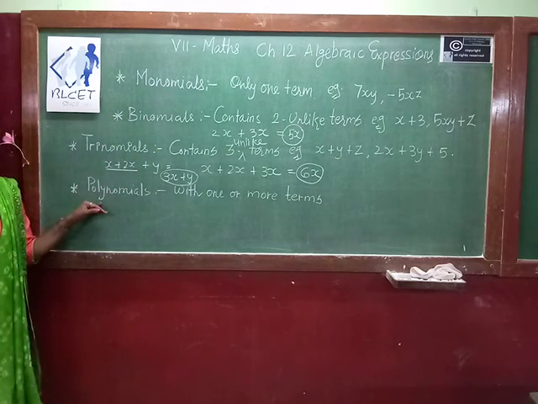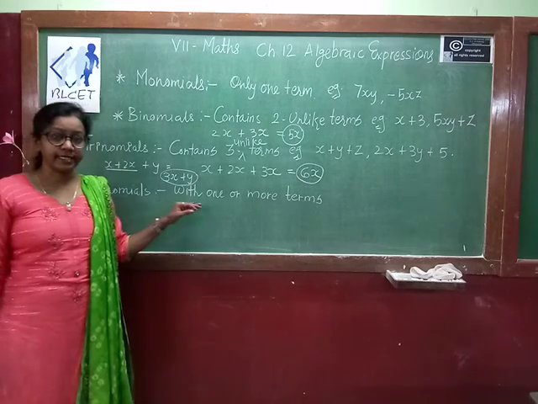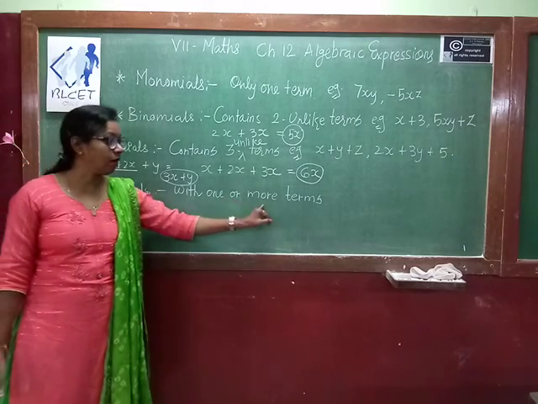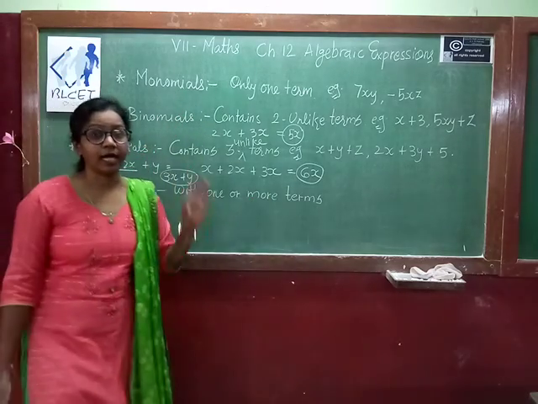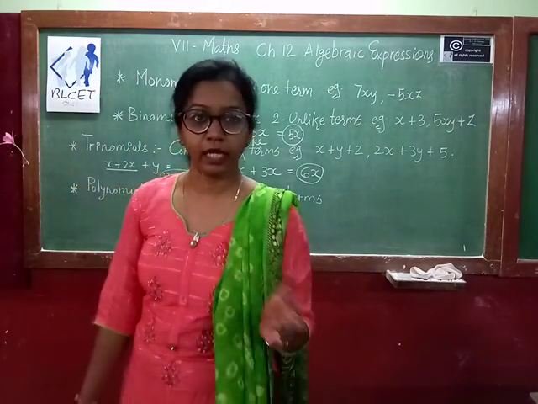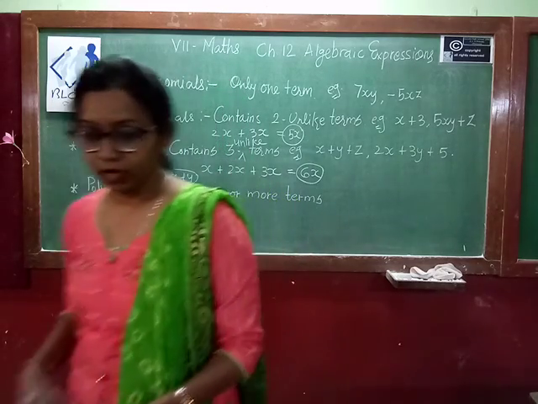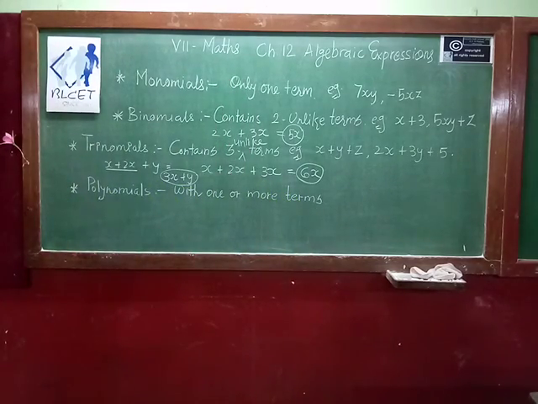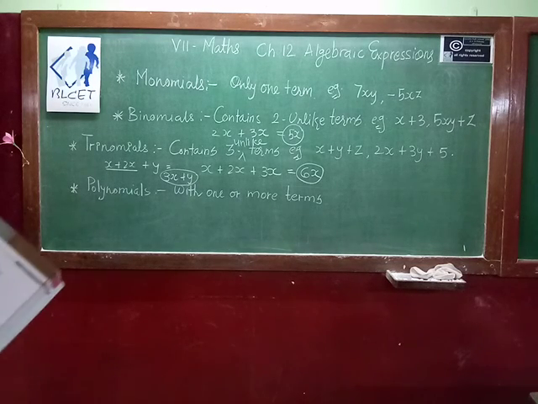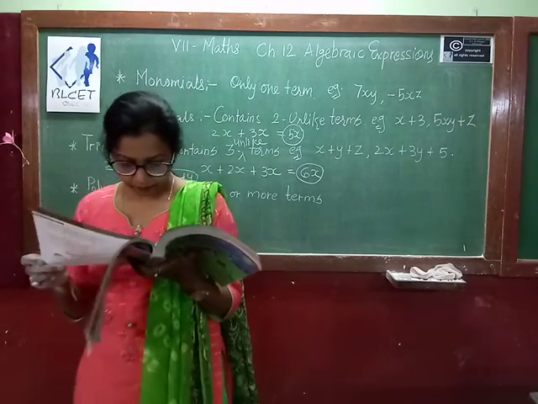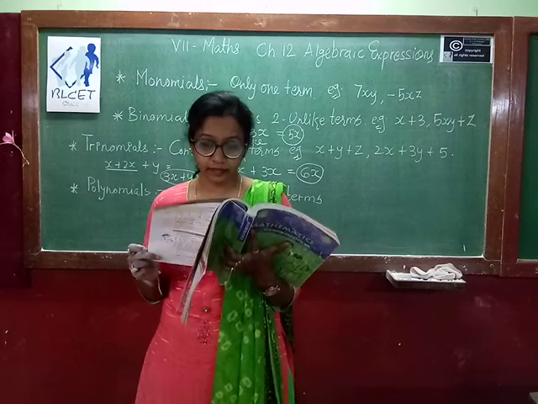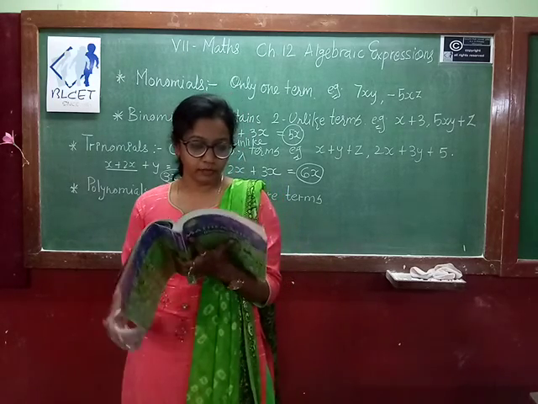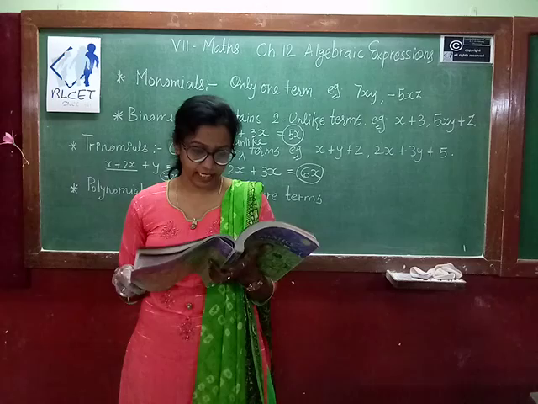Last, we have the concept of polynomials. Any algebraic expression with one or more terms is known as a polynomial. Monomial, binomial, trinomial, they are all considered polynomials. This is the concept of binomial, trinomial and polynomials. You can go through your textbooks. Definitions are already given on page number 233. So we have covered like and unlike terms, monomial, binomial, trinomial and polynomials. On the basis of this we have exercise 12.1 that we will see later on.